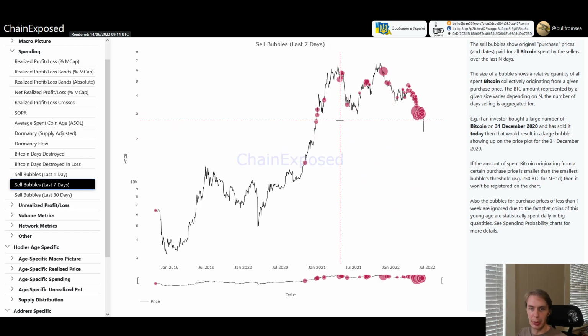But then I think what's more informative to some degree is to look at, are long-term holders selling?